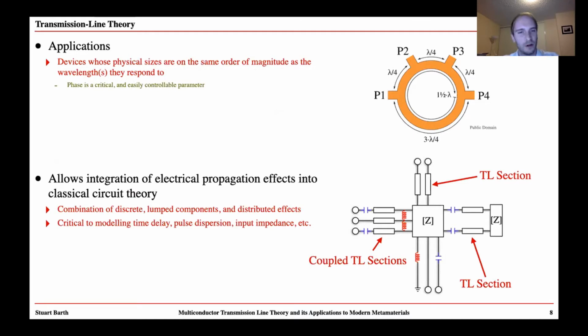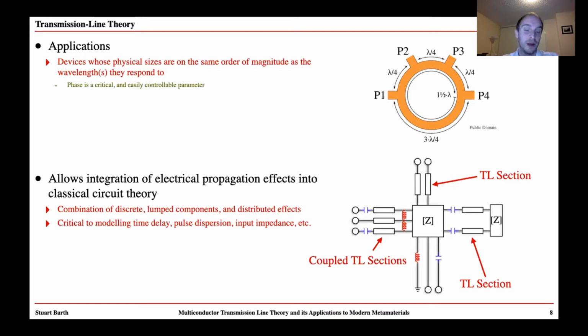It's used in multiple different areas, but critically, we want to use it in devices whose physical sizes are on the same order of magnitude as the wavelengths they respond to. So in these types of scenarios, phase is a very critical concept. And in order to apply transmission line theory, we have to be able to control it in our device to a very high degree of precision.